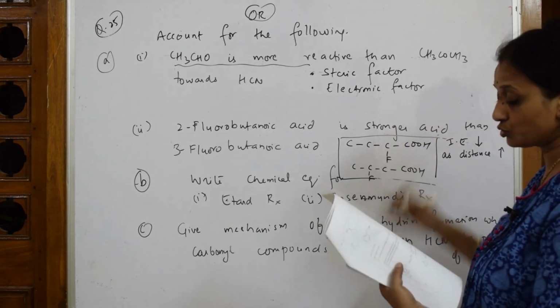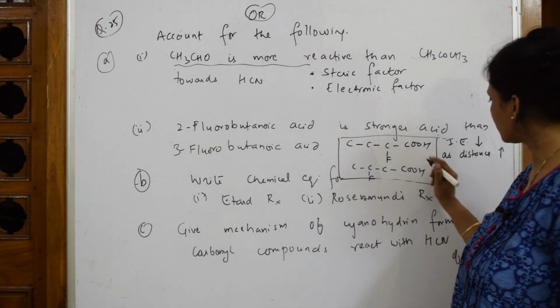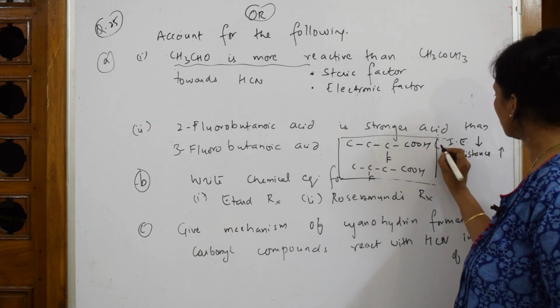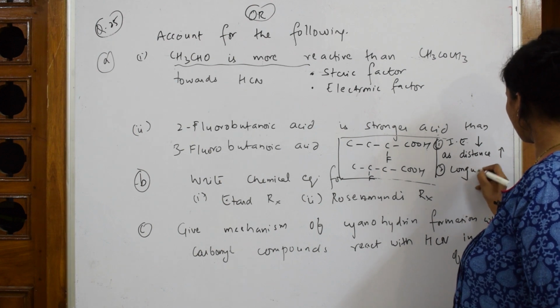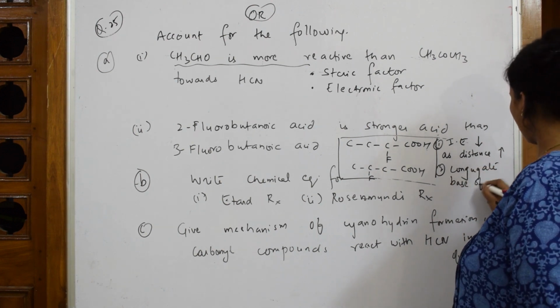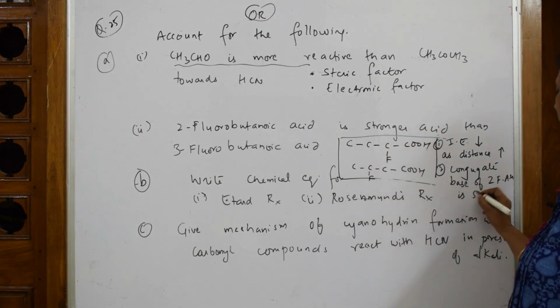I'm talking about 2-fluoroacetic acid, right? The conjugate base of 2-fluoroacetic acid, if I have to see, is more stable than this. The reason also I've already told you. I'm writing the first reason, this you write: conjugate base of 2-fluoroacetic acid is stable. That's it.